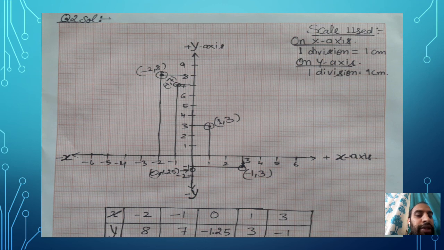So the next value is 1 and 3. That means from the x-axis we need to start from 1, and from the y-axis we need to start from 3. Where they meet each other, that point is your (1, 3). Last is x value 3 and y value -1. So once again from the x-axis, where positive numbers are, start from 3, go downside to -1 on the y-axis and attach them. Where they meet, that point is your (3, -1).